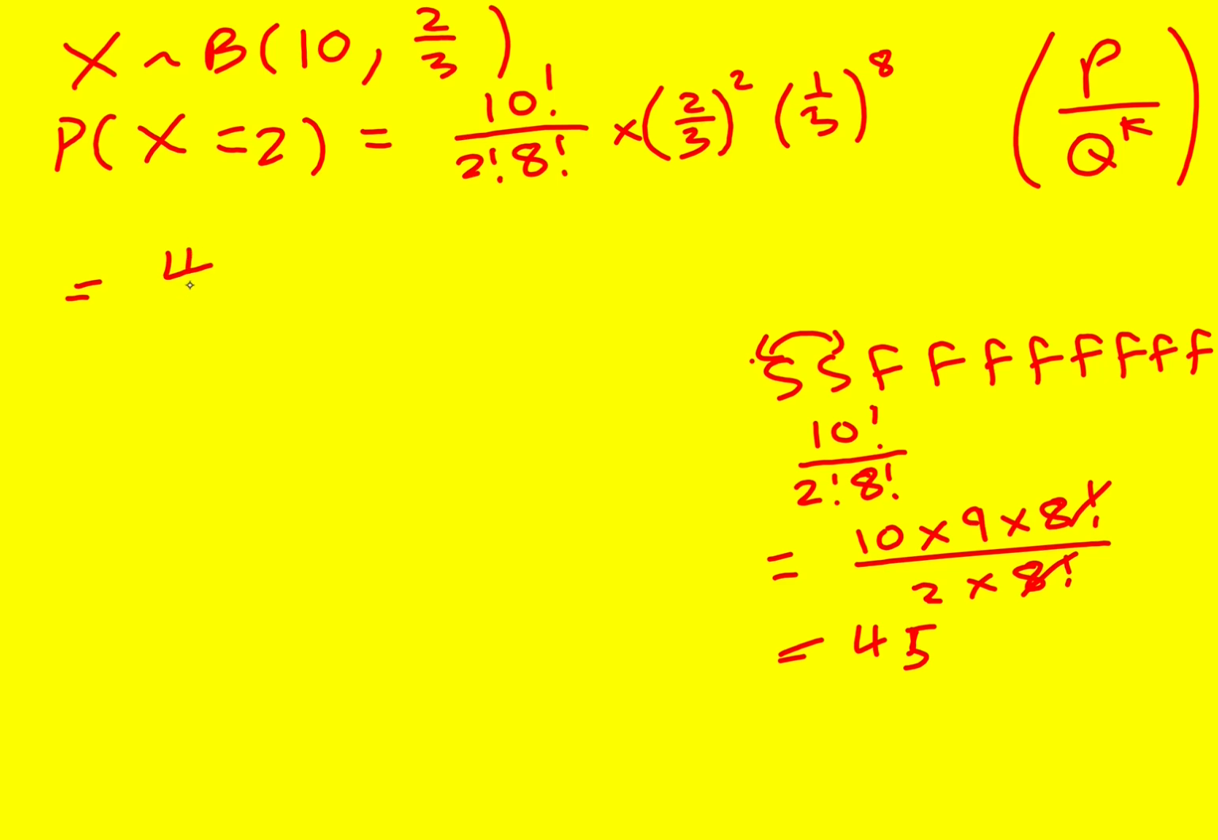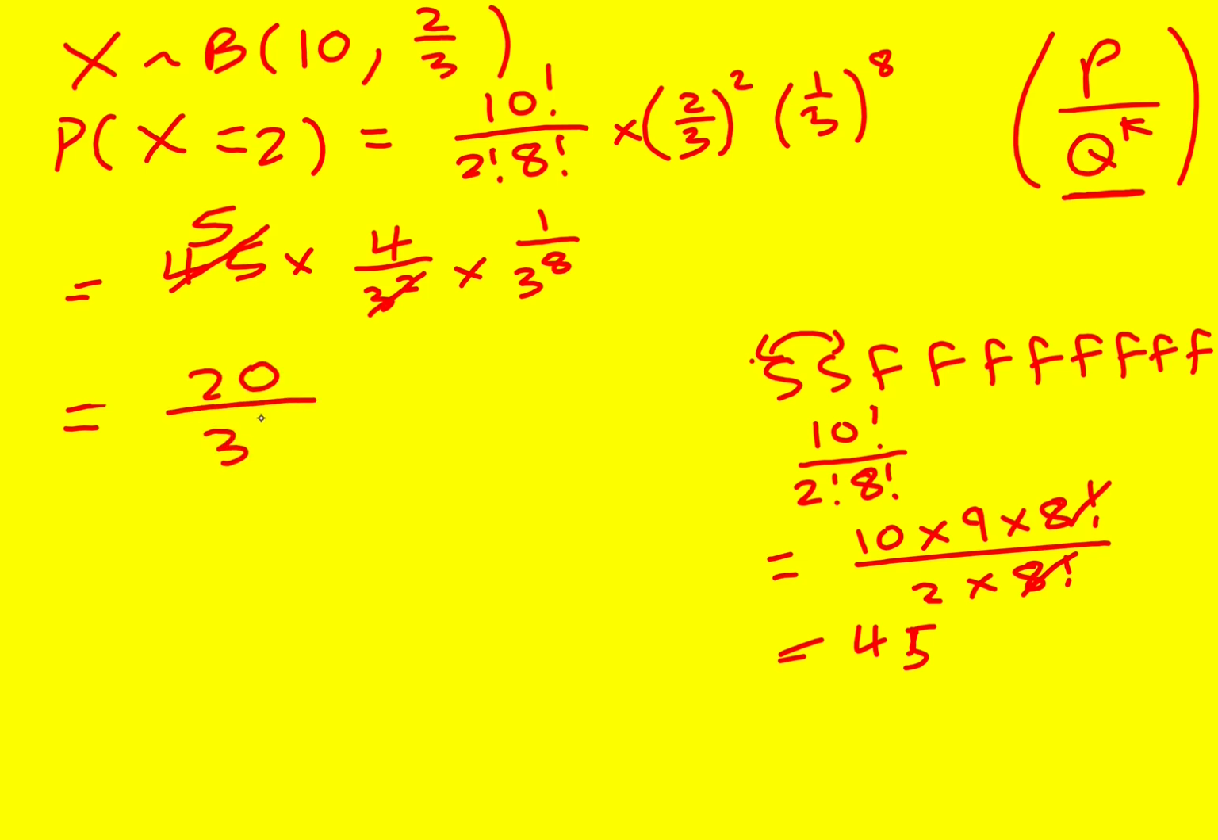So I'm going to get 45 multiplied by 4 over 3 squared times 1 over 3 to the 8. See, I'm not going to work them out because that's going to be my q to the power of k. Now, actually, one of these, 9 goes into 45, so that is actually worth working out. So I've got 5 times 4 over 3 to the 8. So my answer is going to be 20 over 3 to the 8. That is my answer. That's my final probability.